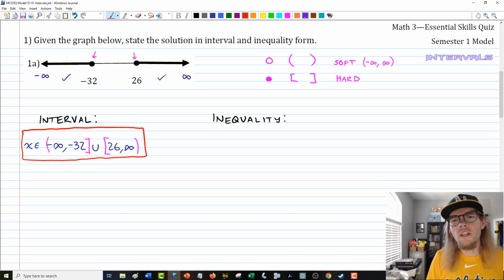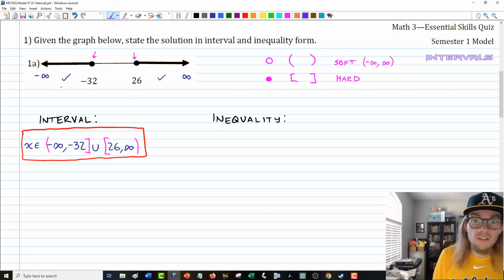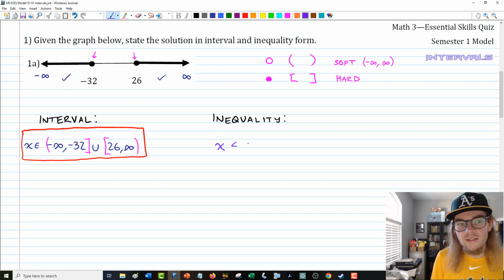Now, inequality notation, that's a little bit more traditional. You've probably done this before. When we go to inequalities, we won't need to draw the negative infinities, even though there's sort of an idea of bounding that's happening there. Instead, we'll just write these as two separate inequalities. The one on the left is going below negative 32, so it's things that are smaller than negative 32. So we'll say that is x is less than negative 32. And then because it's a hard bracket, we're going to use less than or equal to.